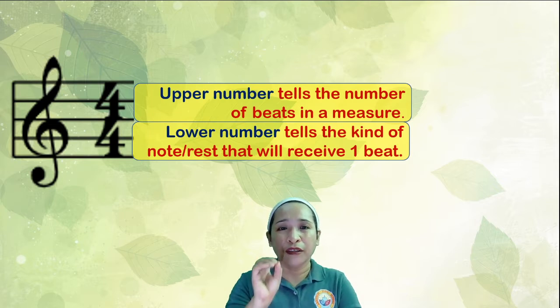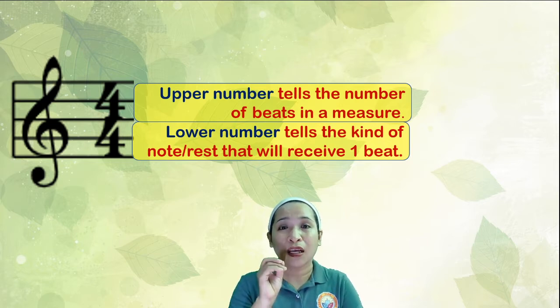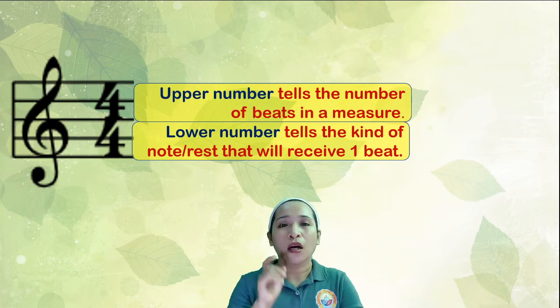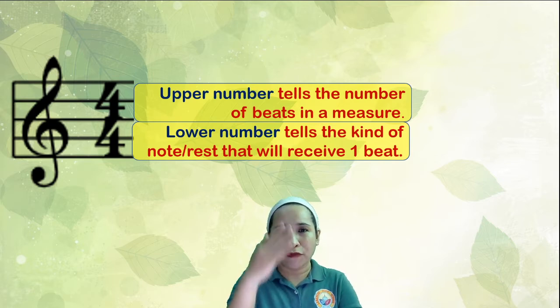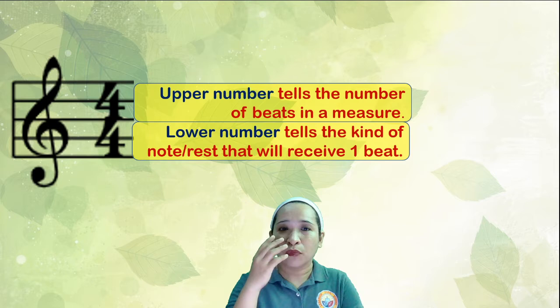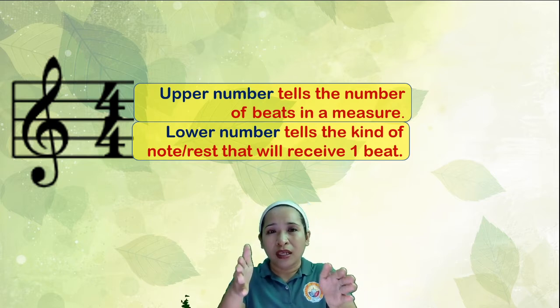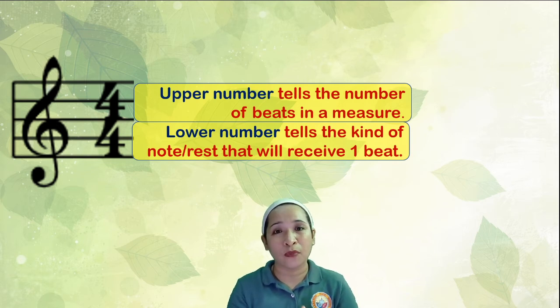So the number 4 below is not just a number 4 or 4 beats. The number 4 below means quarter, meaning quarter note or quarter rest must receive 1 beat. So in a 4/4 time signature, there should be 4 beats within the measure, and a quarter note or a quarter rest must receive 1 beat.